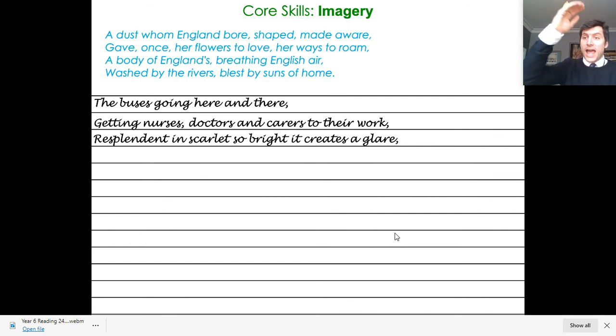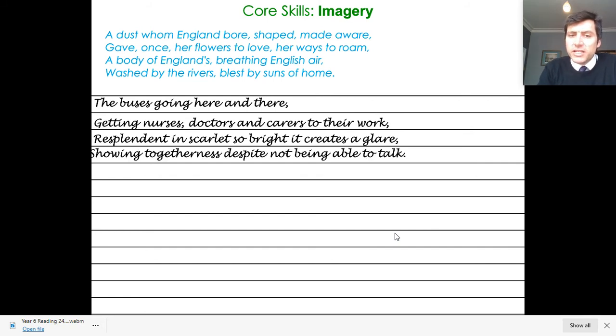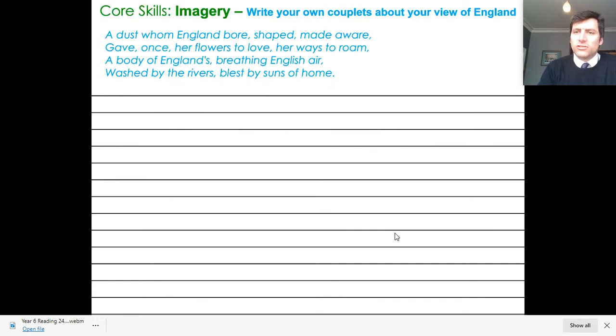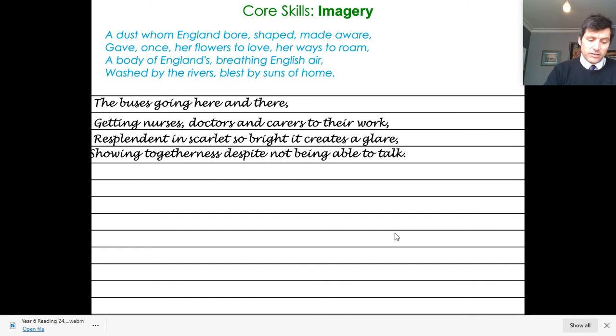So you can see I'm doing a rhyming structure. So I've got rhyming couplets, even though our key skill is imagery. The buses going here and there, getting nurses, doctors, and carers to their work. Resplendent in scarlet, so bright it creates a glare. Showing togetherness despite not being able to talk. Talk and work just about rhyme, maybe not quite, but I've been a bit lenient with my rhyming structure there. What I'd like you to do then, first of all, you're going to look at my two couplets there, my A B structure. So there, glare, work, talk, my rhyming structure, and see if you can improve it.